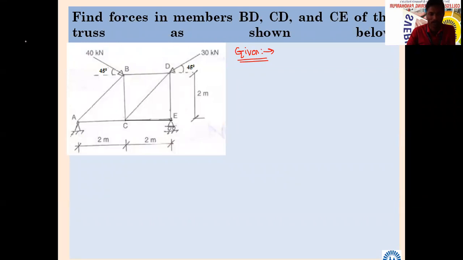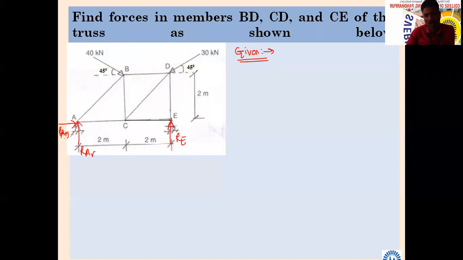Now let us find the reactions. How many reactions will be there at point E? Only one reaction, as it is a roller support. So RE. How many reactions will be there at point A? Two. One is RAV for vertical, another one is RAH.